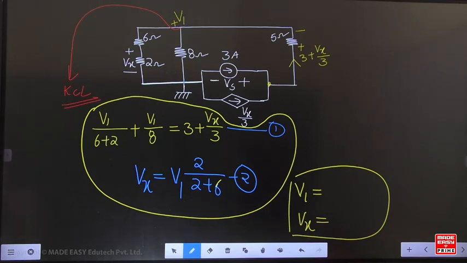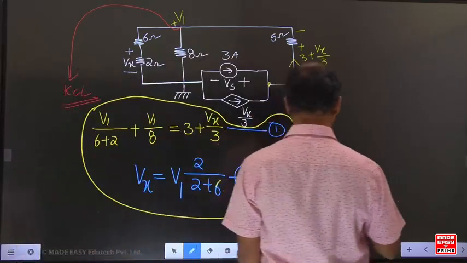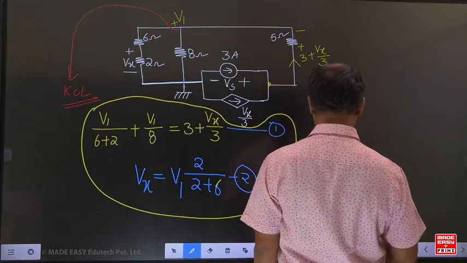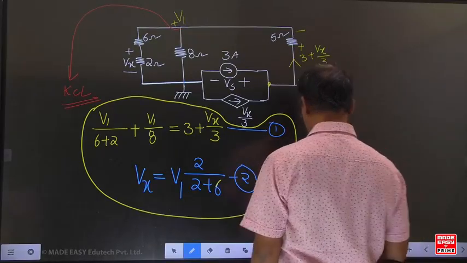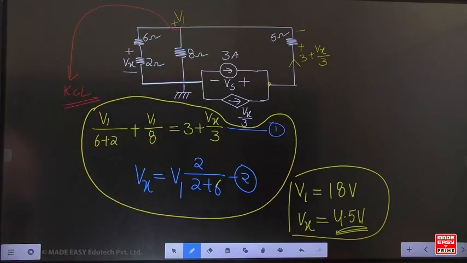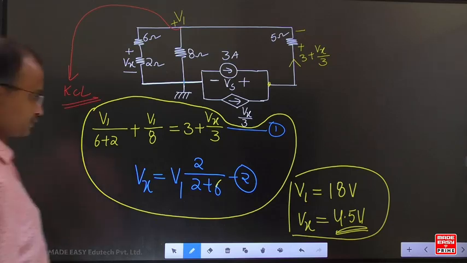Many students are saying 18 and 4.5. And 4.5. Okay, very good. Many students got the same answers.